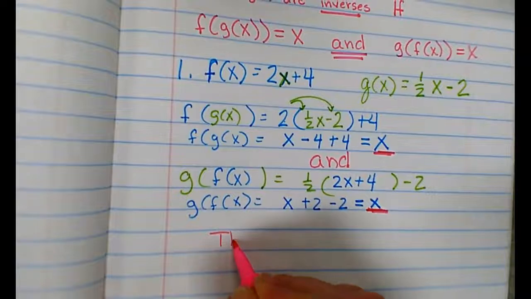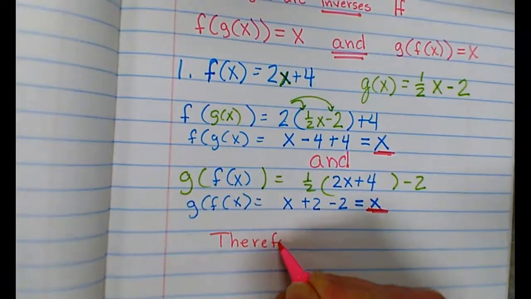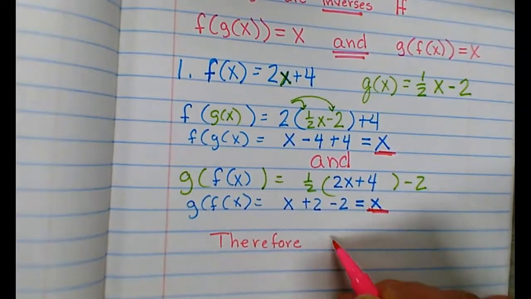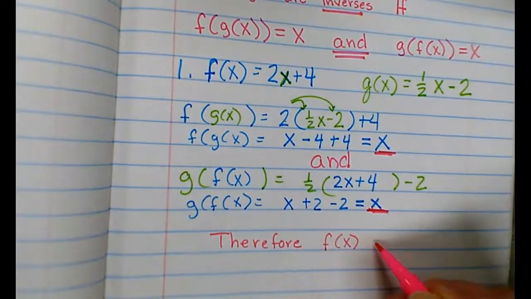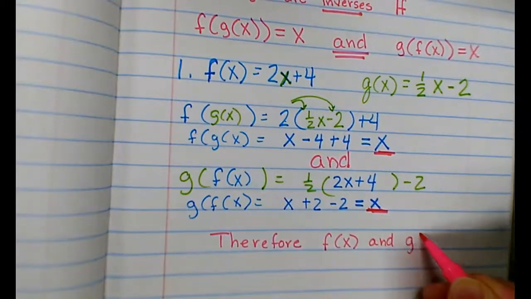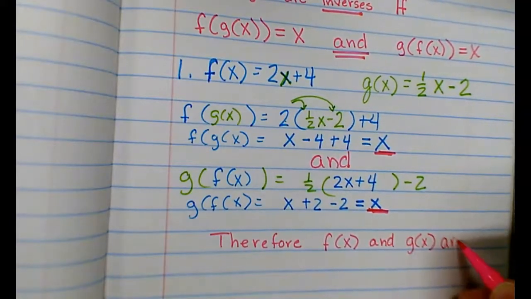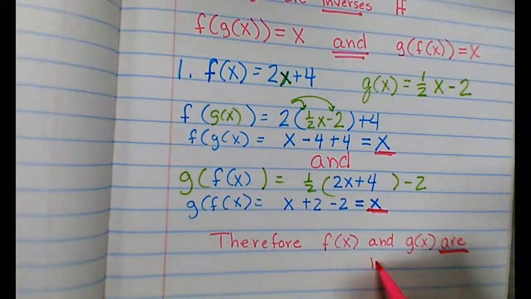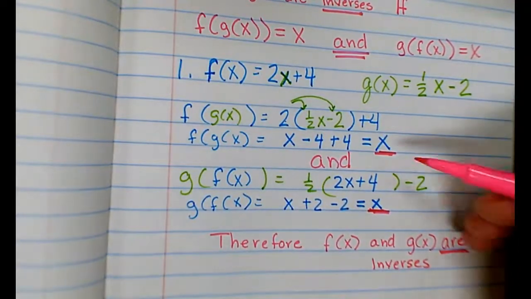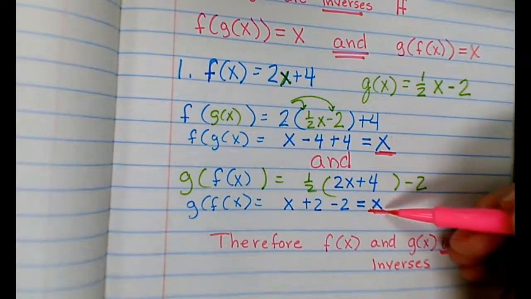Therefore, I know that f of x and g of x are inverses. This proves it.